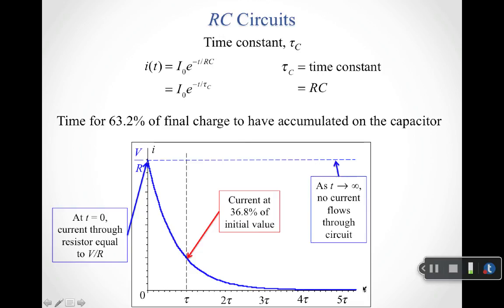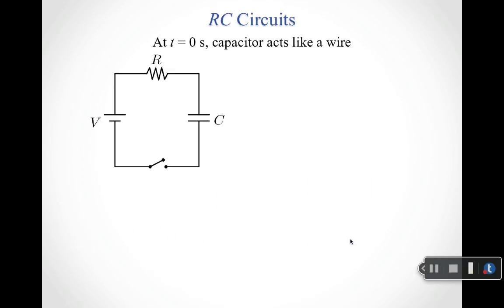And then you notice that once you basically get past about 5 time constants, effectively there is no current flowing through the circuit. So as t approaches infinity, which from a practical standpoint really just means that you've got in excess of 5 time constants worth of time, there's no current remaining flowing through your circuit.